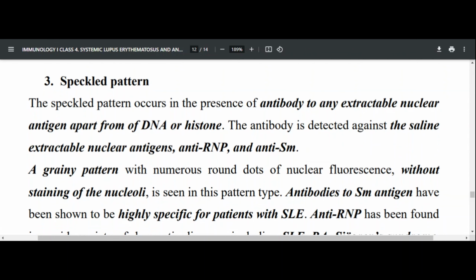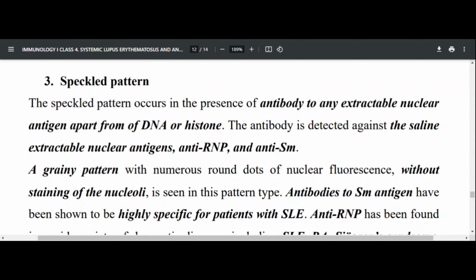It is any pattern which detects antibodies to any extractable nuclear antigen. So what is the meaning of extractable? We can call it just any soluble antigen, not soluble in plasma, but soluble within the nucleus. So it is extractable. I hope that one is clear. It is an extractable antigen in the nucleus.